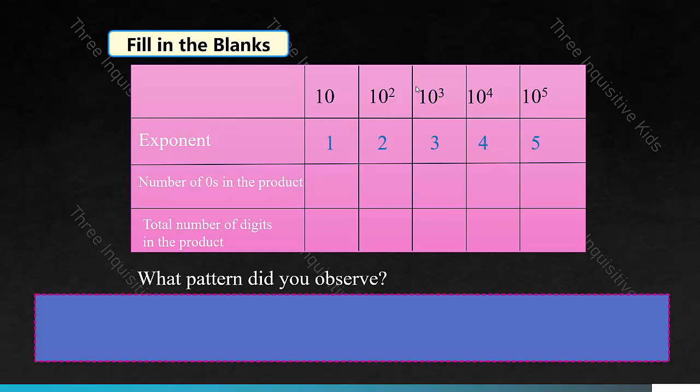And in the product, there is 1 zero for 10. There are 2 zeros for 10 squared. There are 3 zeros for 10 cubed. There are 4 zeros for 10 to the fourth power, and there are 5 zeros for 10 to the fifth power. And the total number of digits in the product, including the 1 that you always write in the beginning, would be 2, 3, 4, 5, and 6 for each of these expressions. You can see that the exponent always equals the number of zeros in the product, and the total number of digits in the product is always the exponent plus 1.